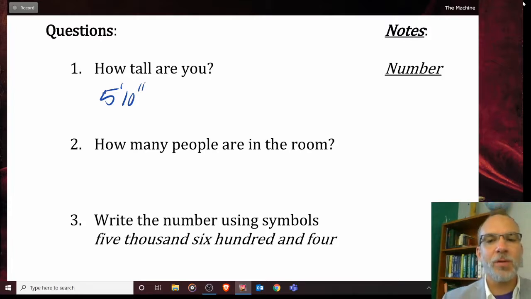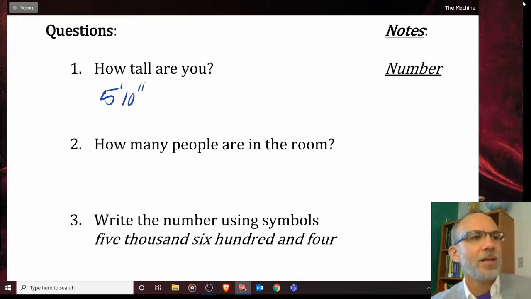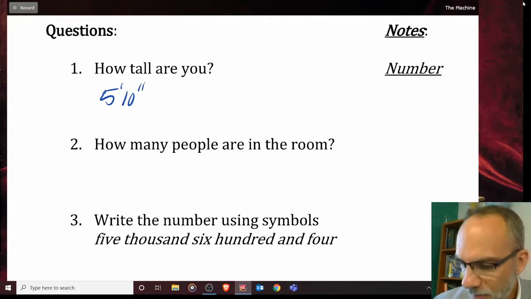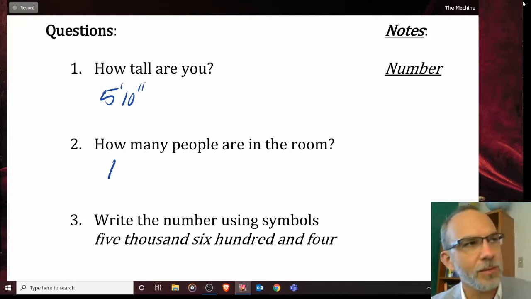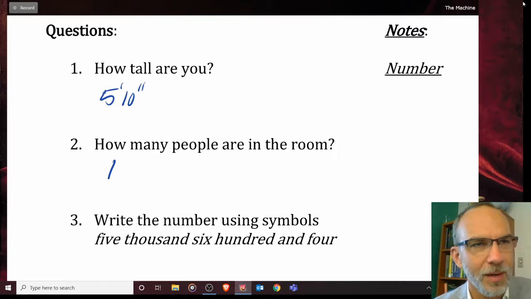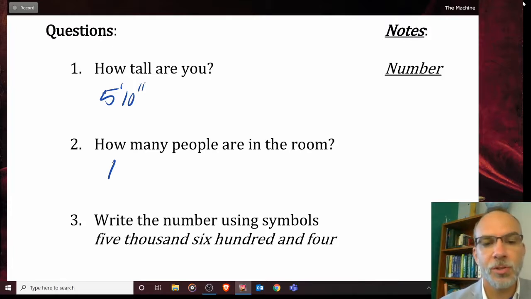How many people are in the room? Well, that depends. Right now it's just one because it's just me. I'll go ahead and put one. Maybe if you're in a classroom, you might include the number of the students, including yourself, also including the teacher, right? Because the teacher is a person too.